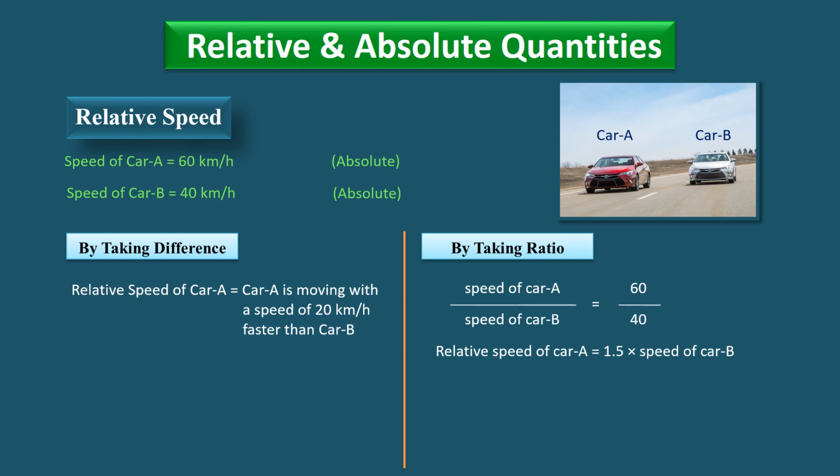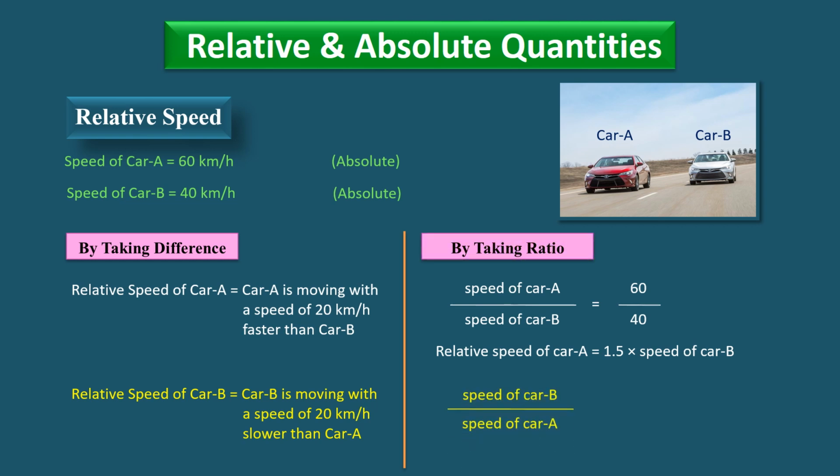Likewise, you can find the relative speed of car B in comparison to car A by taking difference or by taking ratio. So, speed of car A is chosen as standard in this case.